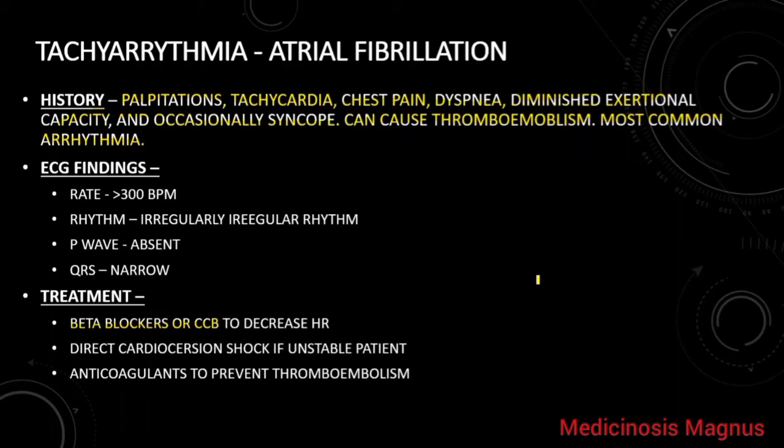Previously we saw that in the bradyarrhythmias, the patients would be using beta blockers or calcium channel blockers for any other reason, and they would develop a decrease in heart rate causing bradyarrhythmia. But now these patients having tachyarrhythmia, we are giving beta blockers or calcium channel blockers therapeutically to decrease the heart rate. And when the patient is very unstable, we can give a DC shock. Then, since these patients have thromboembolism, we also are required to give the anticoagulants.